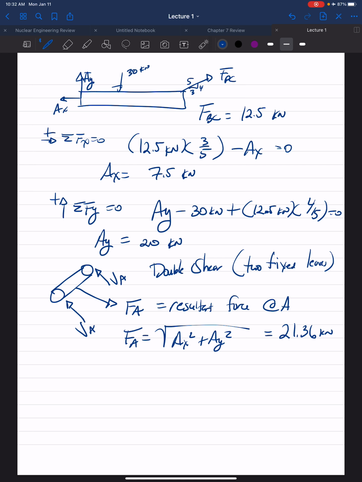Well, then if this is in equilibrium, then VA must be equal to FA over 2, because FA is equal to 2VA. Therefore, VA is 10.68 kilonewtons.